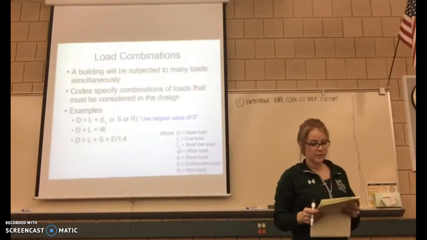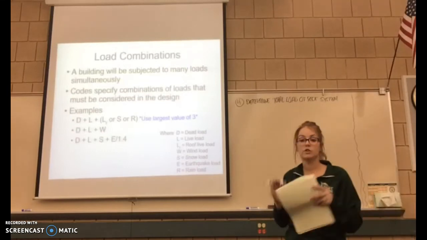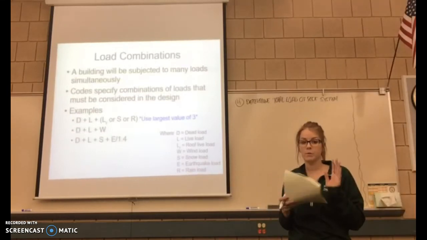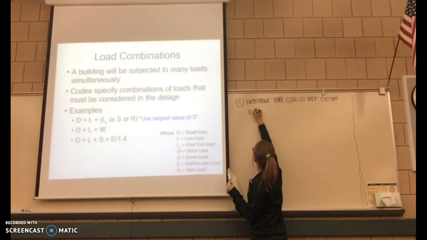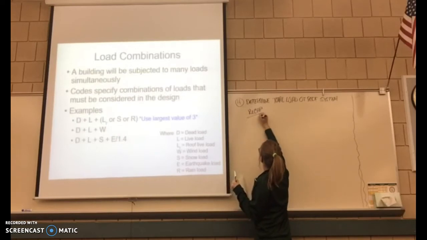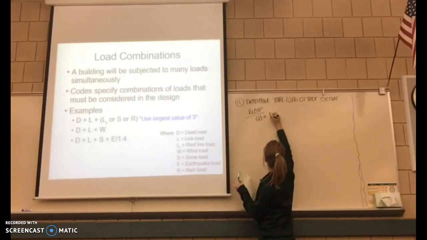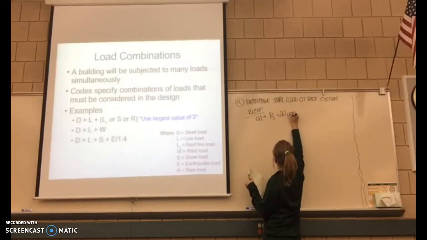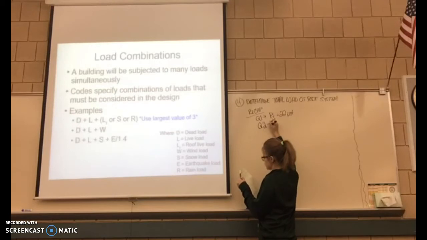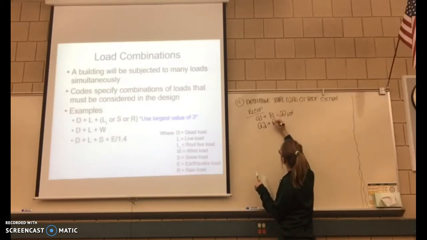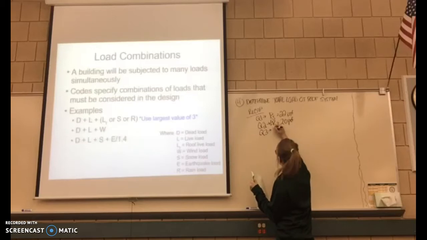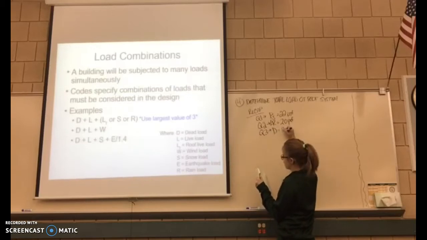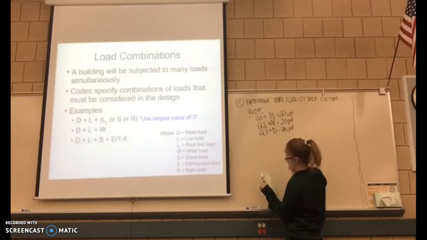Question 4 of our activity is asking us to determine the total load of our roof system. Just a quick recap: in question 1, we learned that our snow load is 22 pounds per square foot. In question 2, we learned that our roof live load is 20 pounds per square foot. And in question 3, we learned that our dead load of our roof was 25 pounds per square foot.